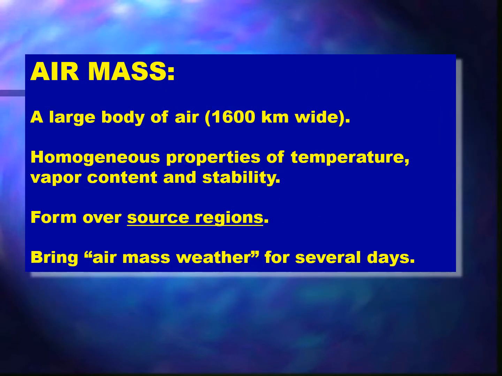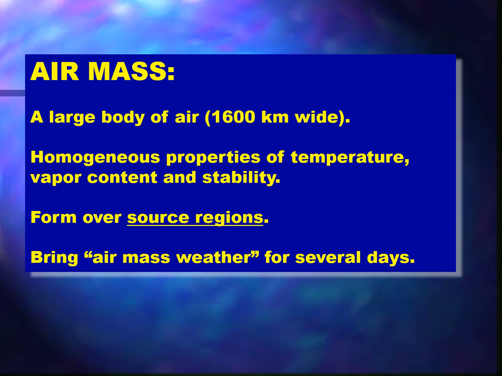Okay, so what is an air mass? It's basically a giant body of air, perhaps 1,600 kilometers wide, that is going to have similar or homogeneous temperature, profile, stability, and moisture content all throughout. So it's a big body of air that has similar characteristics all throughout.